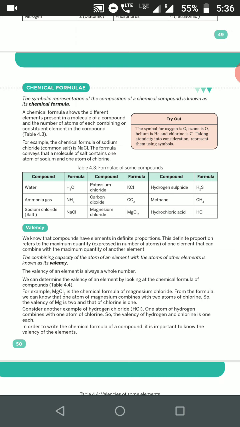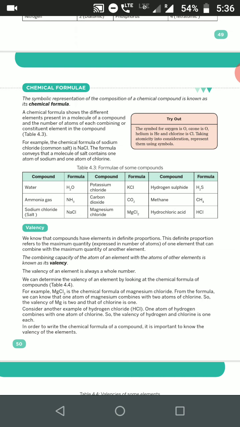Next, what is valency? Valency is nothing but the combining capacity of an atom of an element with the atoms of another element. Again, I am repeating the definition. Valency is the combining capacity of the atom of an element with the atoms of other elements. The valency of an element is always a whole number. It cannot be a fraction, it cannot be in decimals. So it is always a whole number. We can determine the valency of the element by looking at the chemical formula of the compound.